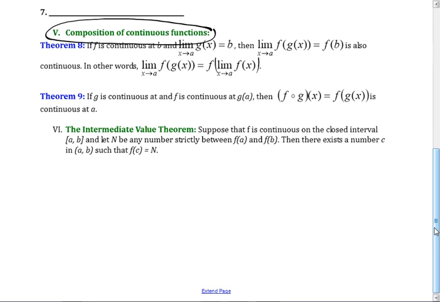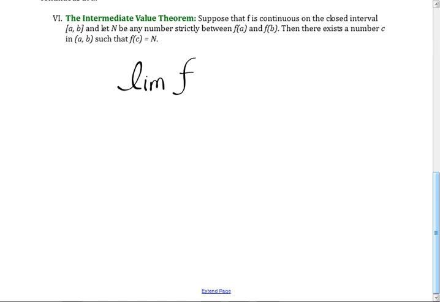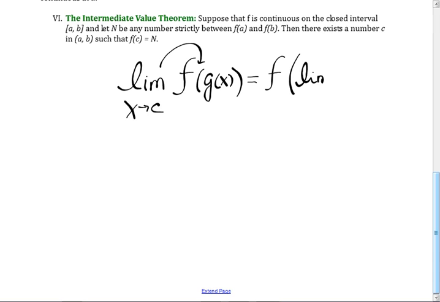Better than that, if I want the limit, because that's kind of hard to read, as x goes to some value c of f of g of x, here's what you do. You just substitute in c and go on your way. That's fine. That's what we all do. I'll give you an example where that's not going to work. But this is the same as this. You could take the limit operator and pull it inside that function. You will forget this theorem, the composite limit theorem, because you do it all the time without thinking.